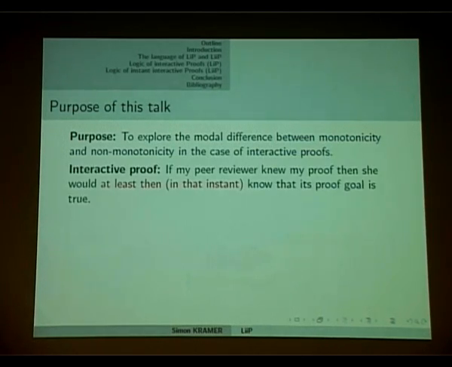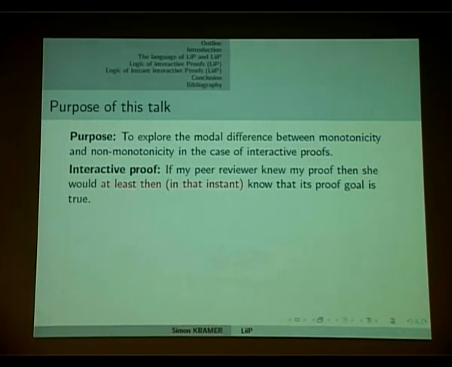By an interactive proof, intuitively, I understand the following thing. The idea is that if my peer reviewer knew my proof, then she would, in that instant, know that its proof goal is true. That's the intuition of what I call an interactive proof. In some sense, with an interactive proof, we want to communicate fact knowledge, the fact being expressed by the proof goal.